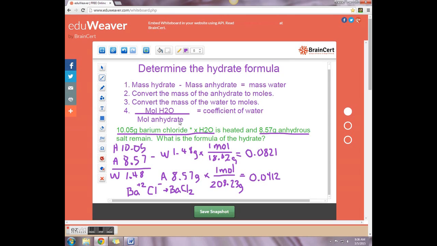Okay, the last step, moles of water divided by moles of anhydrate. So 0.0821 divided by 0.0412 comes out to 2. And this 2 is the coefficient of water that I will put in my formula. The formula of the salt we've already determined is BaCl2, and then my dot, the coefficient I just calculated, and then water. So my formula is BaCl2 dot 2H2O, barium chloride dihydrate.